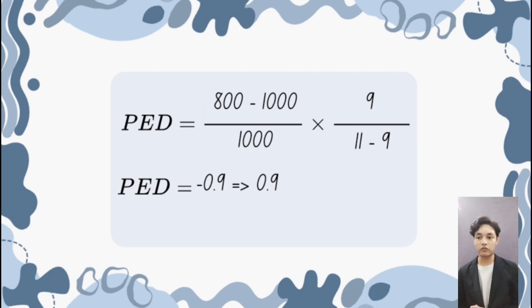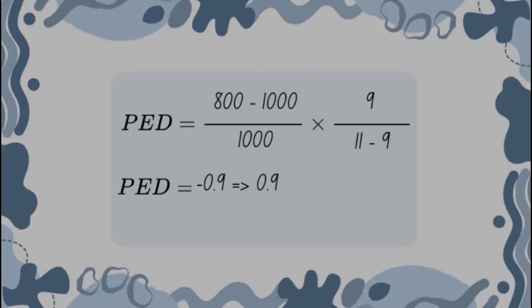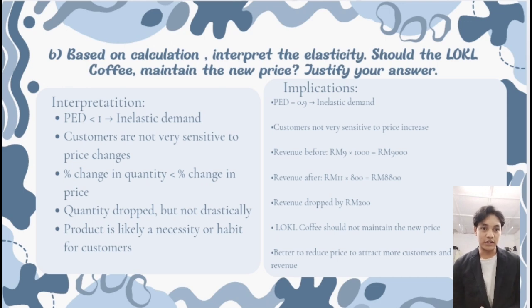So, the answer will be negative 0.9. Because we need to find the PED, we will convert the negative to positive and the final answer will be 0.9. Based on the calculation provided, the price elasticity of demand for LOKL coffee is found to be 0.9. Since this value is less than 1, we can conclude that the demand for LOKL coffee is inelastic. Inelastic demand means that consumers are not highly sensitive to changes in price.